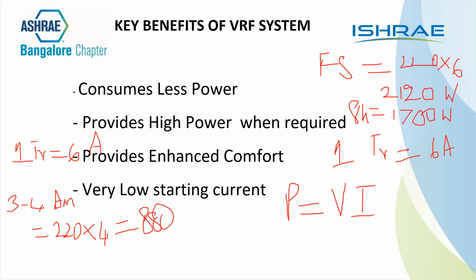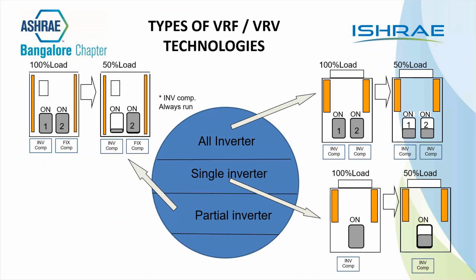You can note down this formula, which is a very simple formula to get your power consumption, that is P is equal to VI. Right. So we have discussed there are various types of VRF system. Now you have a partial inverter system, a single inverter system, and then an all inverter system. So now what is the difference between each type of inverter system technology?